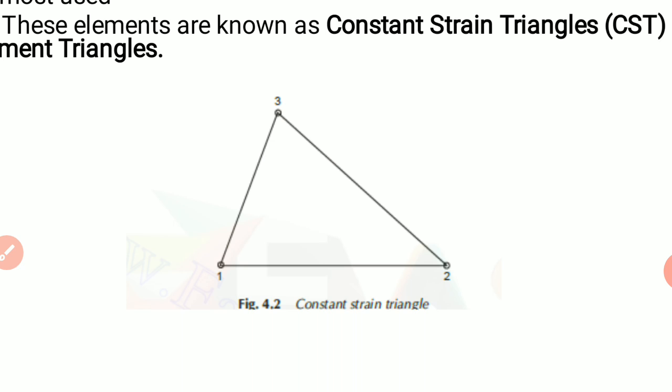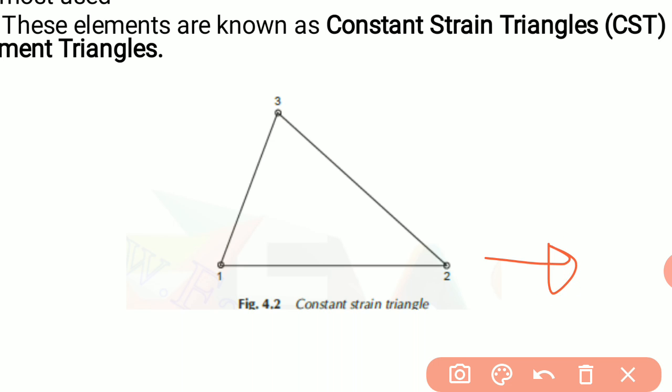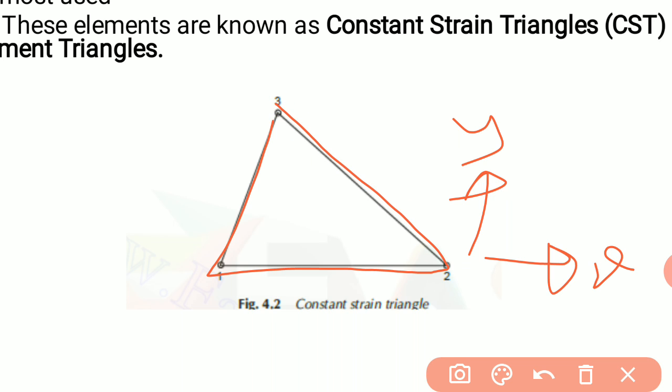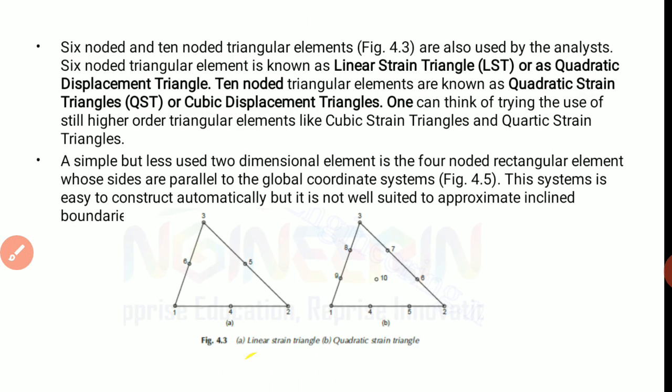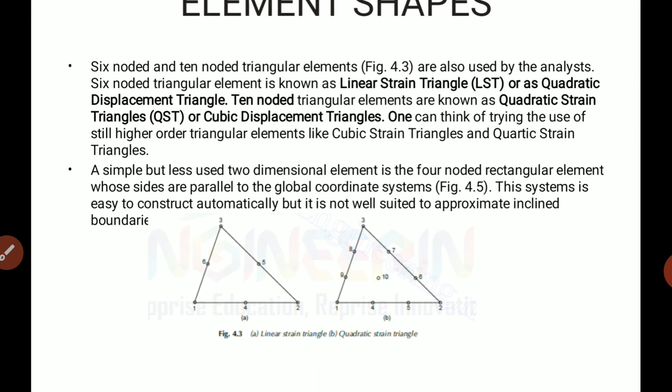Okay, so this is in X, this is Y, and it is a constant strain triangle. It has three nodes. Then the linear strain triangle is a 6-noded triangular element.